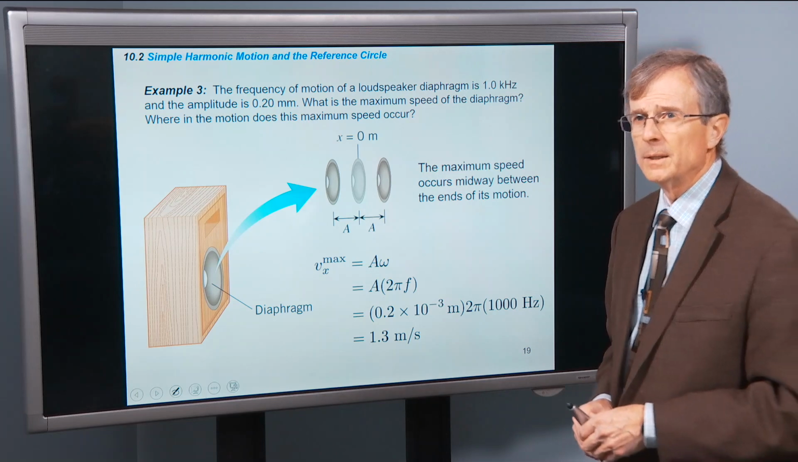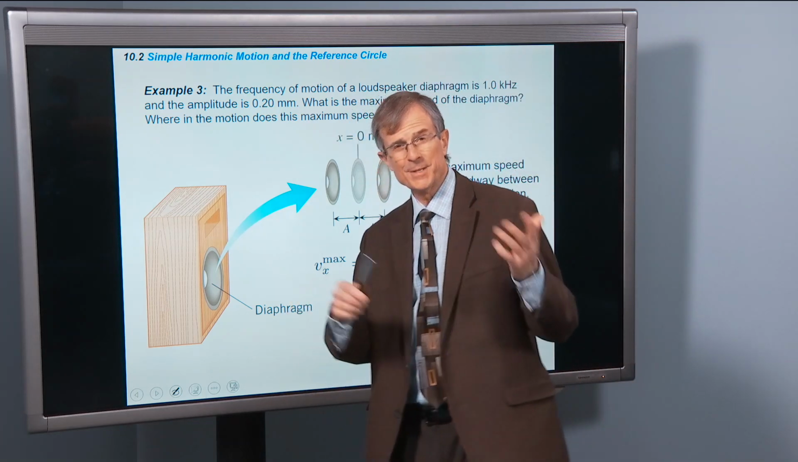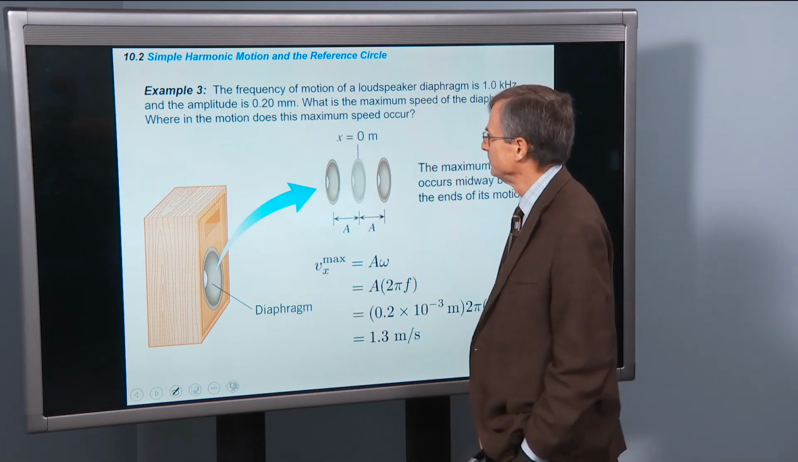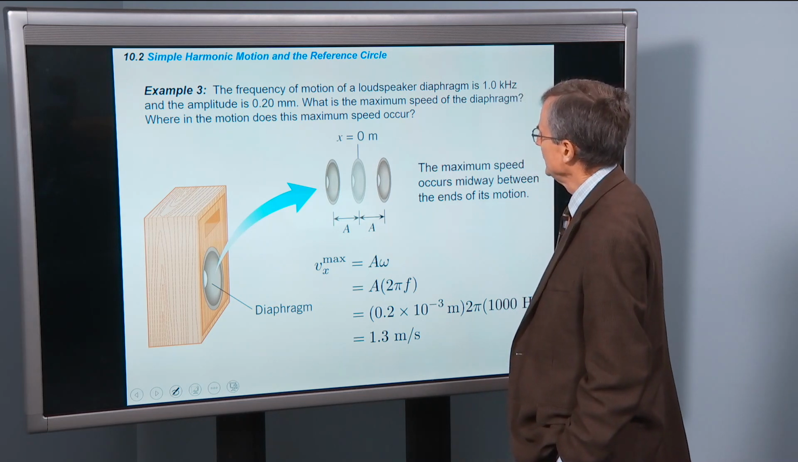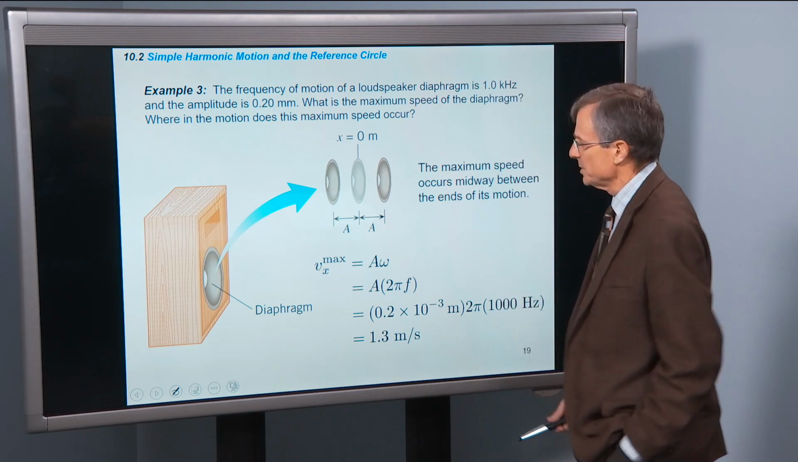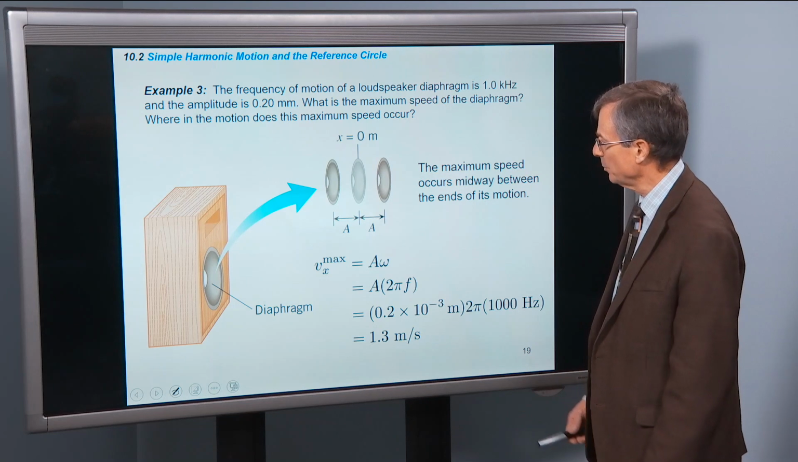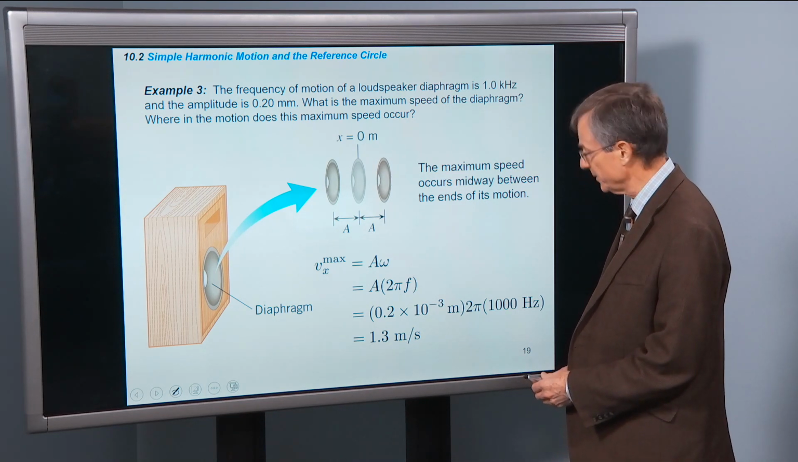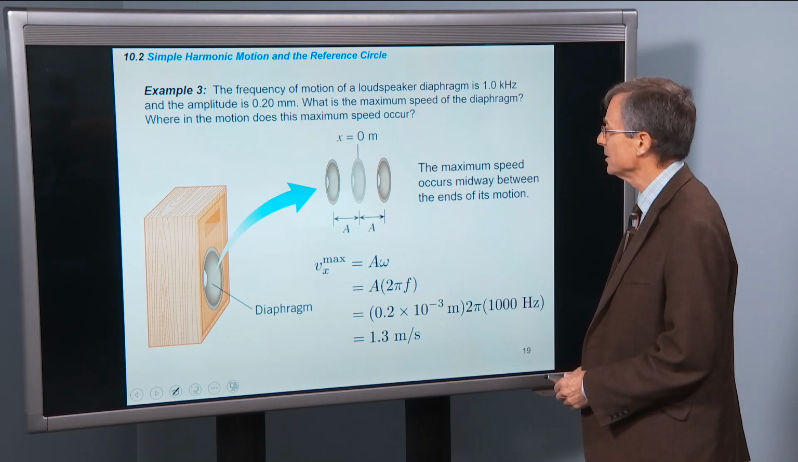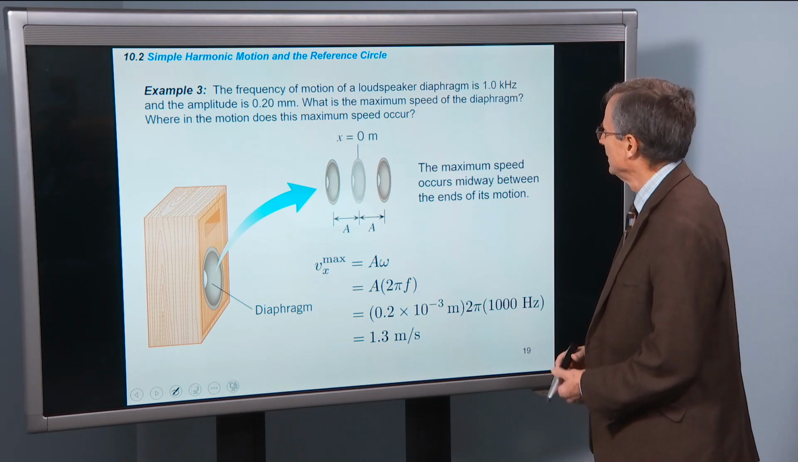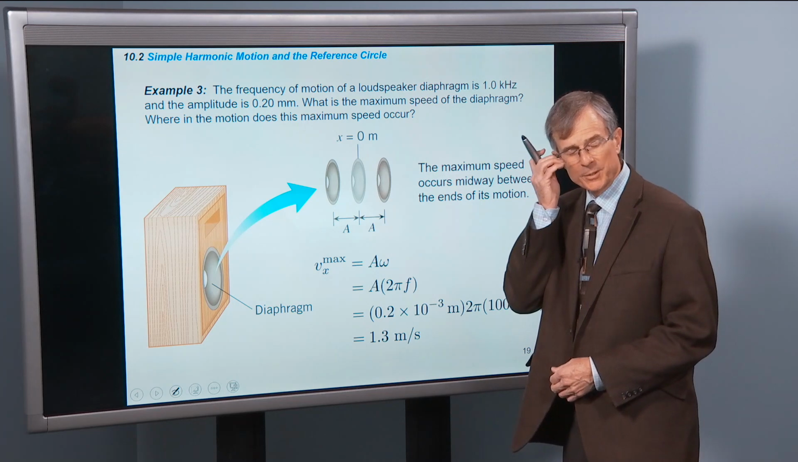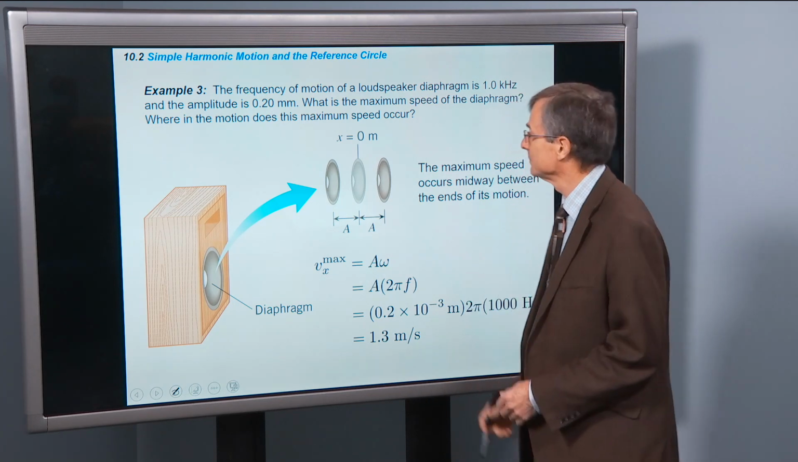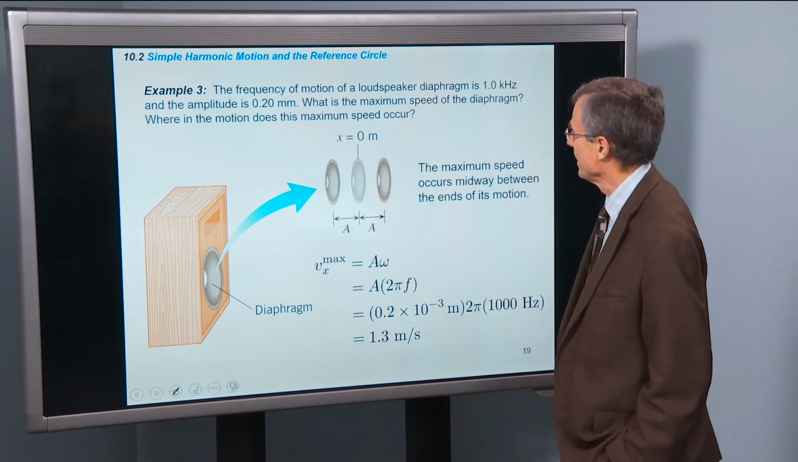All right, loudspeaker. Another example that I forgot to mention to you. The frequency of motion, we just ordered a couple of subwoofers for our new stereo system in our home theater in our new house. So I've been thinking about this one a lot. And we'll talk a lot more about loudspeakers in Chapters 16 and 17 next semester.